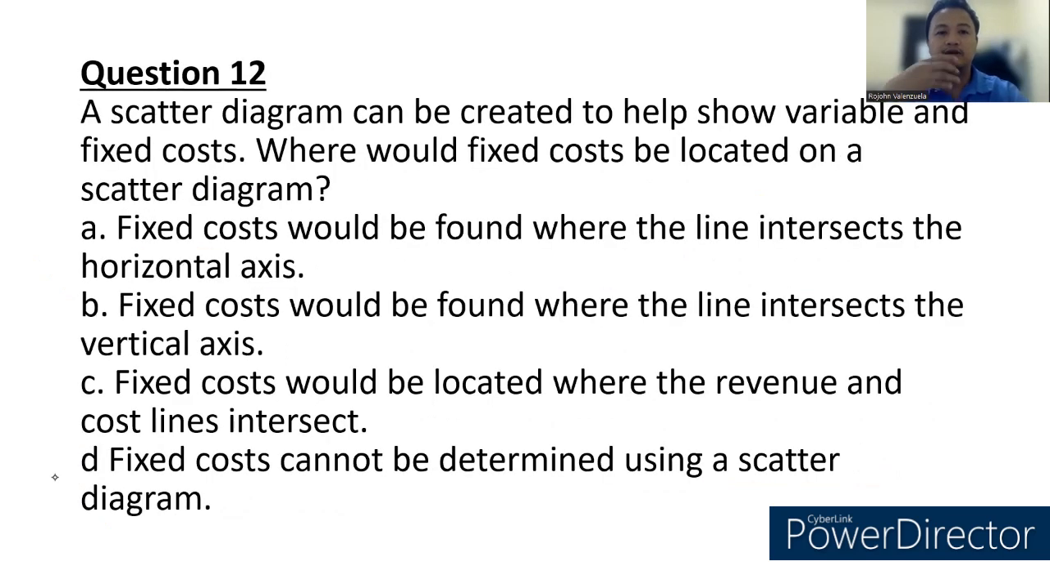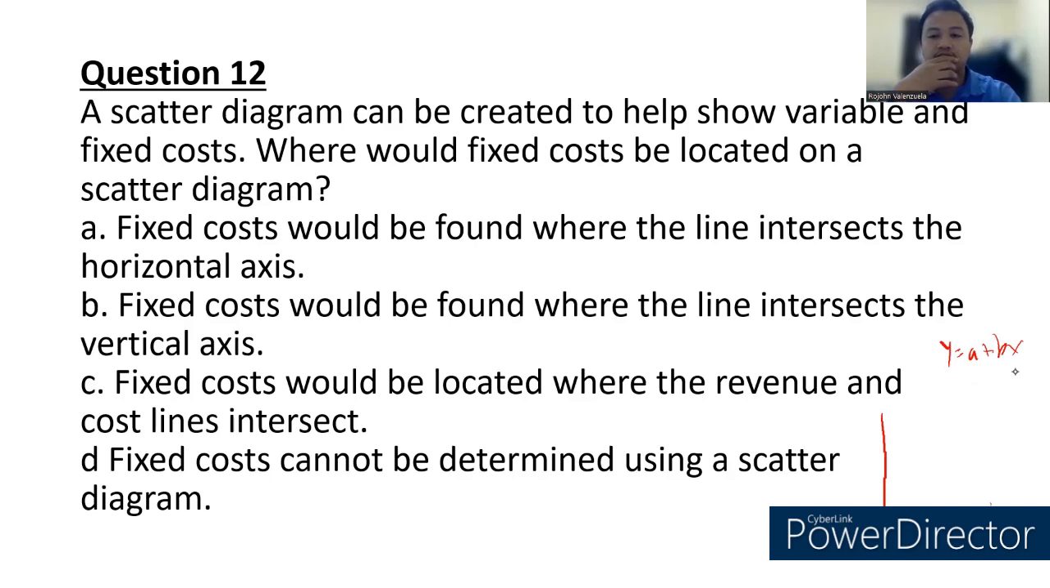Yan. Number 12, a scatter diagram can be created to help show variable and fixed costs. Where would fixed cost be located on a scatter diagram? Diba scatter diagram or scatter plot? Ganito siya eh, no? May graph siya. Meron siyang y-axis at meron siyang x-axis. Meron siyang vertical, meron siyang horizontal. Alin nga ba dyan ang fixed cost? Dahil ang fixed cost natin is yung part na sa ating equation na Y = a + bx, siya yung a, no? Yan. Alin nga ba dyan yung fixed? Yung vertical or yung horizontal? Saan mo siya makikita?